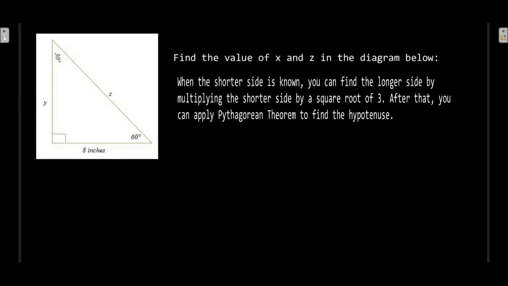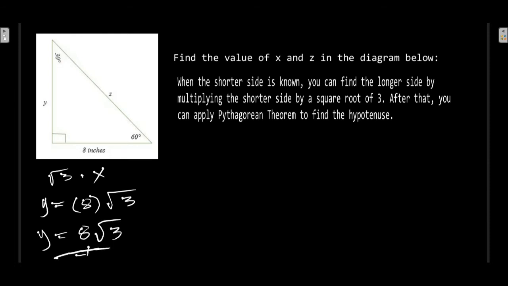Kasi, di ba, yung ating longer side ay square root of 3 times x. And in this case, yung ating shorter side, ito yung x, I'm given 8 inches. So, ang gagawin lang natin ay para makuha natin si y, si x ay 8 inches, mumultiply natin sa square root of 3. Kaya, makukuha natin agad si y na 8 square root of 3. Yan, ganun lang kadali.